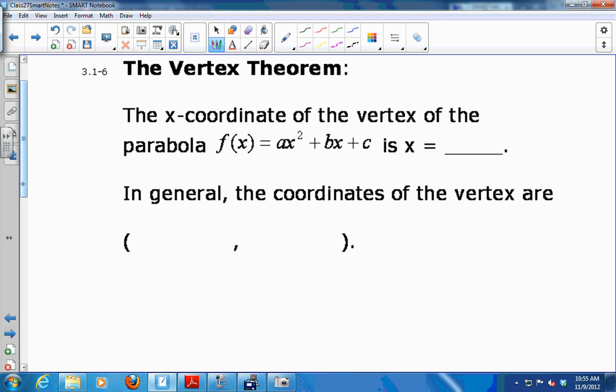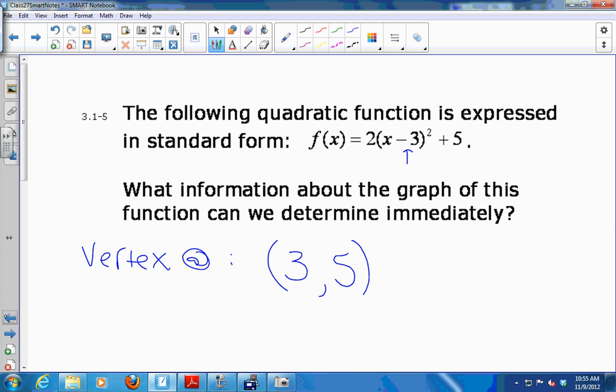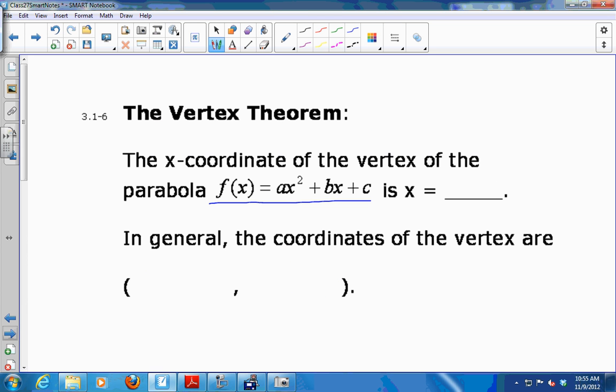So the vertex theorem, this is when the quadratic is given in the general quadratic form that we're used to, ax squared plus bx plus c, you can't just read the vertex right out of it, right? Like in the previous one, we could just take a quick glance and go, oh, the vertex is at 3, 5. But when you're given in this form, ax squared plus bx plus c, you can't read the vertex immediately. But there is a theorem that says that the x-coordinate of the vertex is at negative b over 2a.